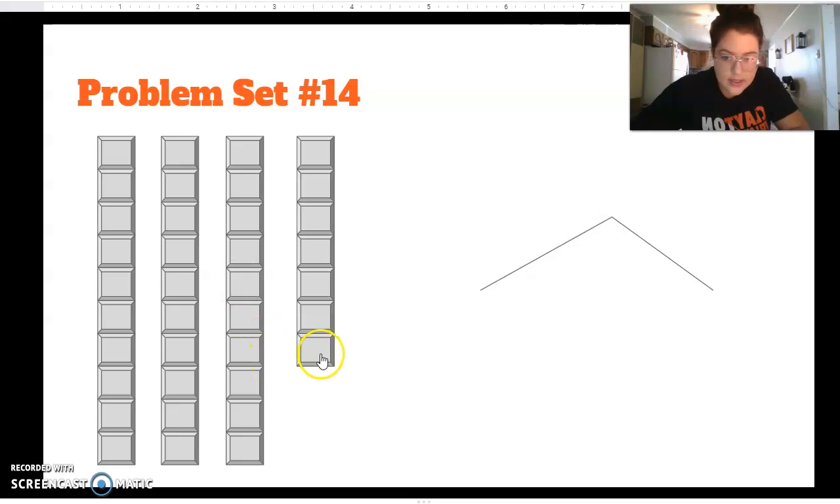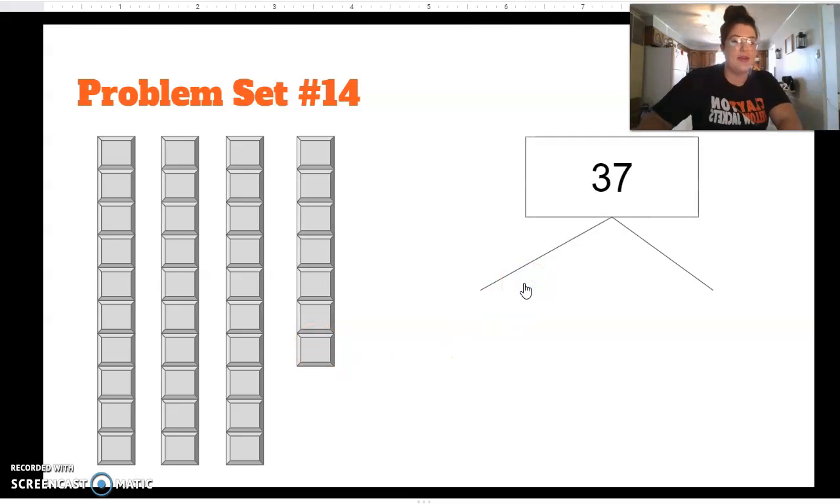So if we count, well, first let's look. Is this a 10? No, it's missing some cubes in order to be a complete quick 10, right? So this isn't a 10. So we know when we get to here, we're going to have to start counting by ones. So we have 10, 20, 30, 31, 32, 33, 34, 35, 36, 37. Okay? That goes on the top of our number bond.